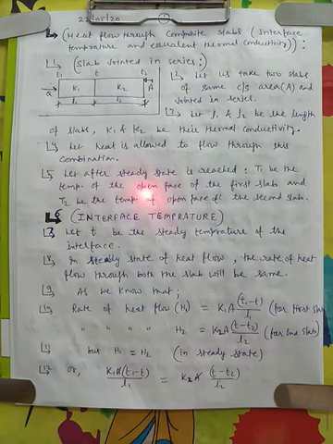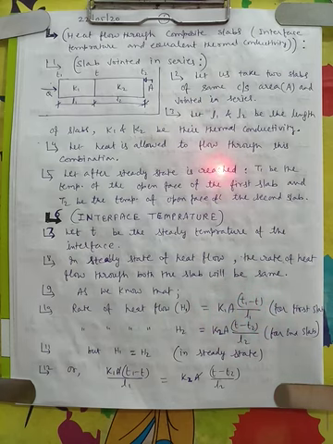In last class we saw how we can formulate the heat transfer through a single slab having thermal conductivity K, cross section area A and length L, and at both extremes temperatures T1 and T2. We saw that the rate of heat flow will be K into A into (T1 minus T2) by L. So that we have formulated in last class.